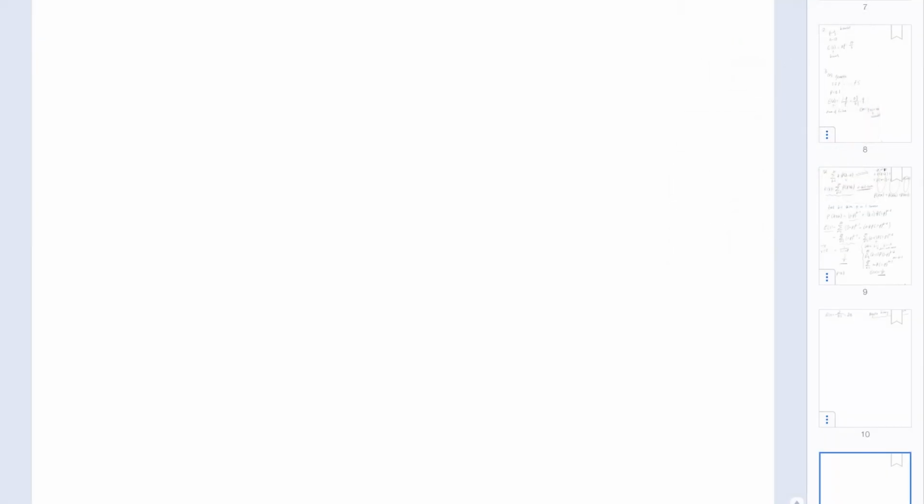Okay, now we move on to problem 4. Problem 4 says that if you draw 5 cards out of the standard deck of 52 cards, what is the expected number of queens you get? So if we first look at this question, we know that this question is a hypergeometric distribution.